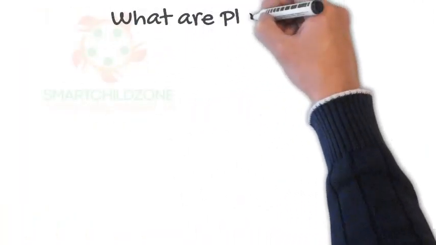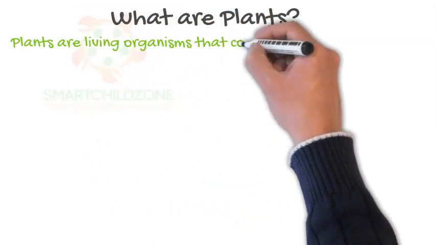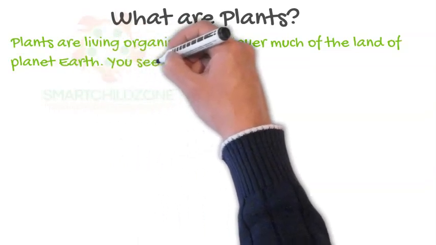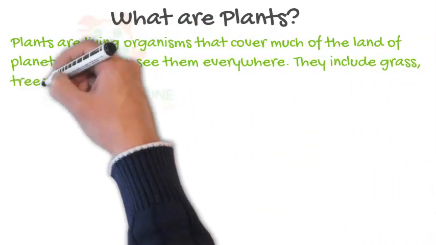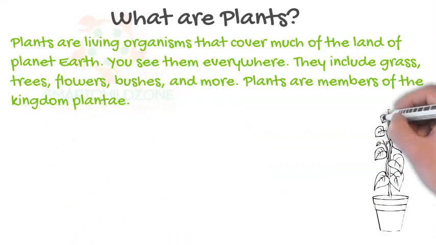What are plants? Plants are living organisms that cover much of the land of planet Earth. You see them everywhere. They include grass, trees, flowers, bushes, and more. Plants are members of the kingdom Plantae.